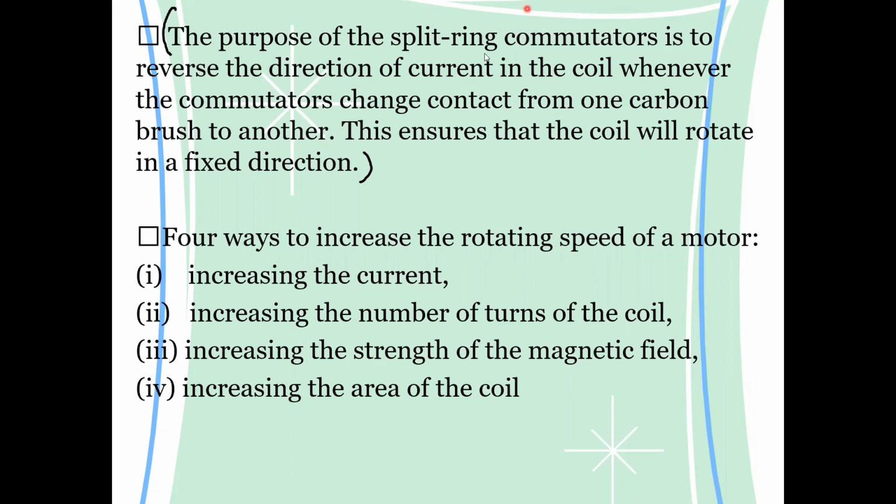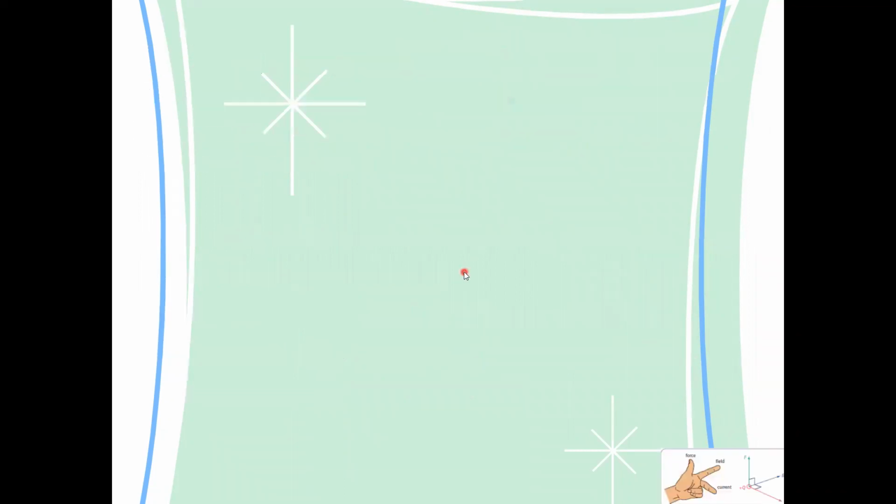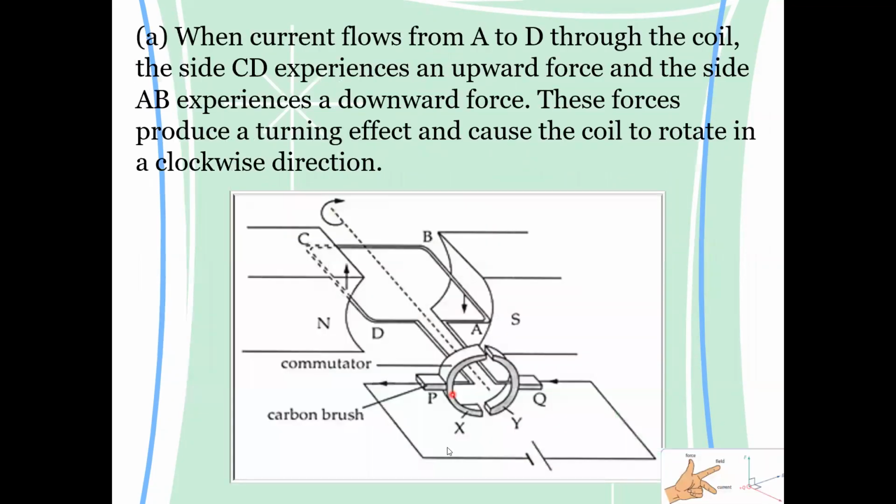How does the split ring reverse the direction of the current? As you can see here, the first image, X is on the left hand side and Y is on the right hand side. So what was the direction of the current? The direction of the current is from A to B, then from B to C, then from C to D, and then return back.